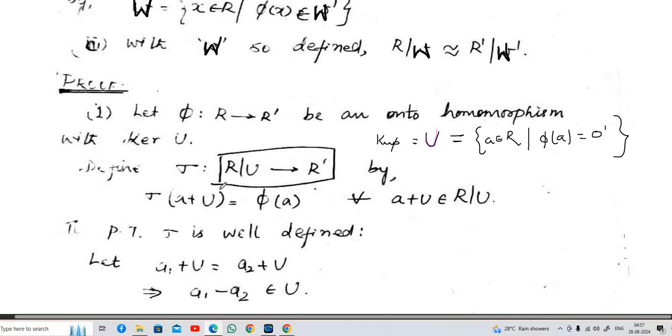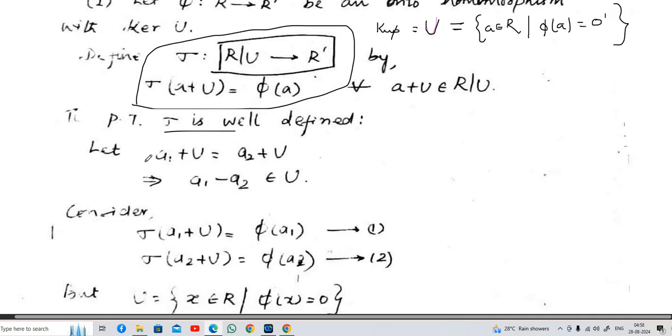Now you define sigma from R mod U to R prime in this way. Again, this definition of the mapping is similar to that of groups. So this has to be remembered: how the function takes any element in R mod U to R prime. It is defined in this way: sigma of A plus U is phi of A for every A plus U present in R mod U. Now, this rule being defined by us, we have to show that it is well defined. For that we will consider two elements of the domain to be equal, namely A1 plus U and A2 plus U.